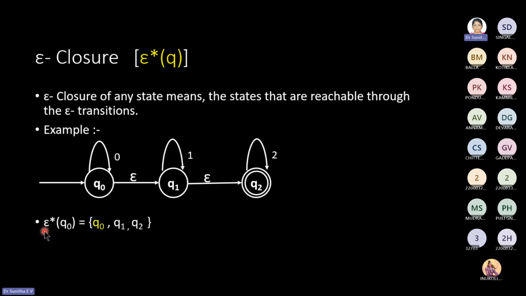Epsilon closure of Q0 is written like this, epsilon star of Q0. It contains Q0 itself, because if I am not consuming anything, I can remain in the same state. Then which other states can I reach through epsilon transitions? From Q0, if I take an epsilon transition, I can reach Q1. Then from there, I take one more epsilon and I can reach Q2. So from Q0, I can reach both Q1 and Q2, only through epsilon transitions. Then next, we can write the epsilon closure of Q1.